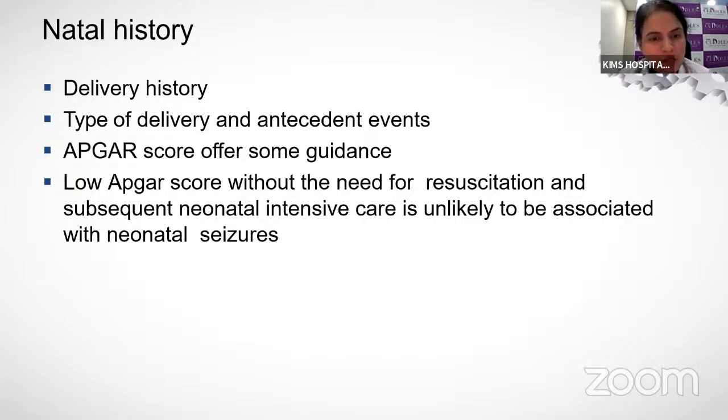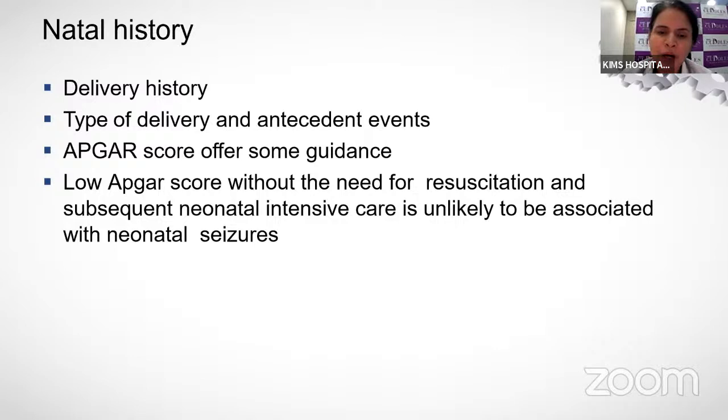When it comes to the natal history, it is very, very important to understand the mode of delivery, the duration of labor, and all the antecedent preceding events. Some of these could be important sentinel events like the presence of cord accidents or placental events. The extent of resuscitation or the duration of resuscitation that was required, the Apgar scores, and the cord blood gas, especially the pH, metabolic acidosis, and lactic acid levels, to understand the extent of perinatal hypoxia.